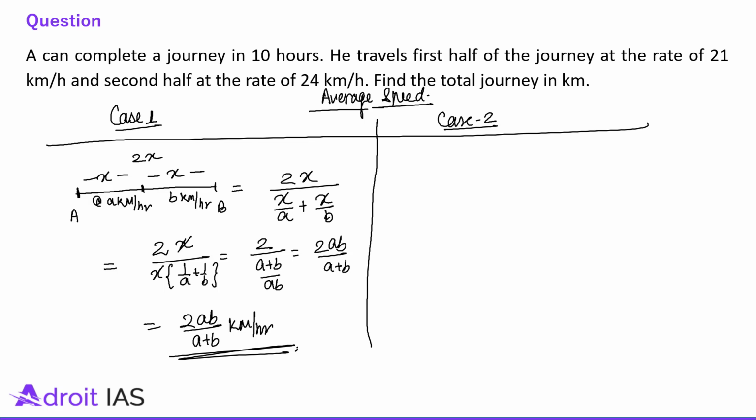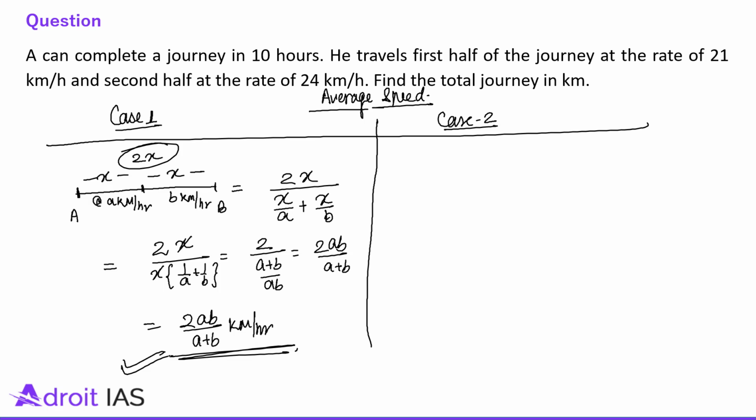Everyone, let me tell you one important thing. Here distance does not matter, right? Why am I saying this? Because here the distance is 2x, but in this formula, 2ab upon a plus b, x is not there. I mean, this formula is independent of x. So if the speed for the first half and the speed for the second half are given, you can find the average speed, provided both the halves are equal, right?